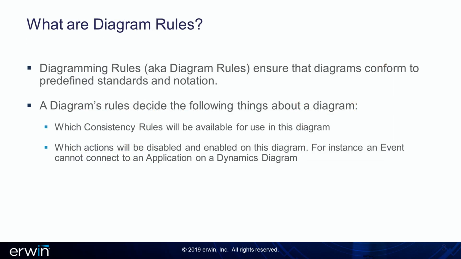Now, diagram rules are something that determines a couple of different things about your diagram. So they predefine the consistency rules that will be available, as well as some physical limitations that exist as part of a diagram. For instance, if you are creating a dynamics diagram, it explicitly denotes the type of things that should be available and how they should be connected. So for instance, if you're using a dynamics diagram, you can't use a regular connector to connect a process to an application because that's against the rules of a process flow dynamics diagram. But you can use an association to connect an application to a process or even to an event, as you can see from this slide.